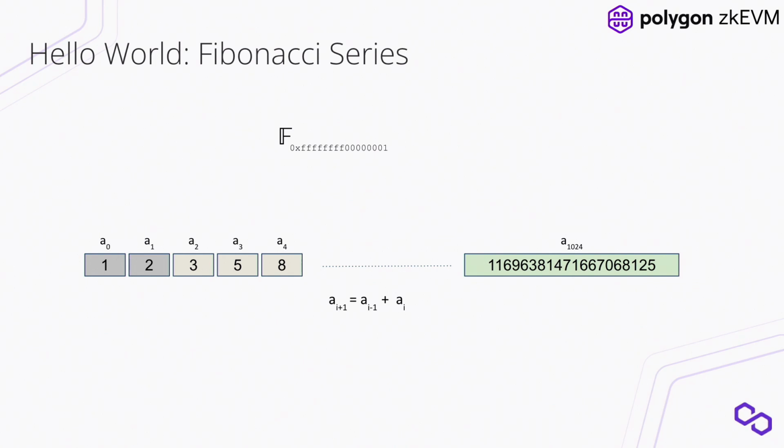Why does the Fibonacci series make sense? It's because you have a state transition. So we have state transitions. We'll see later on how we build processors. So that's why you start with this.